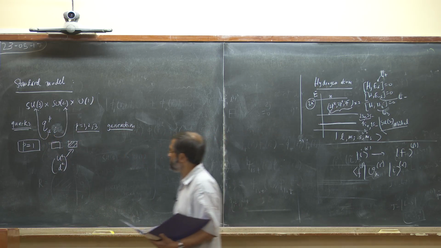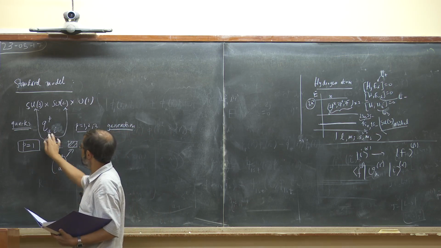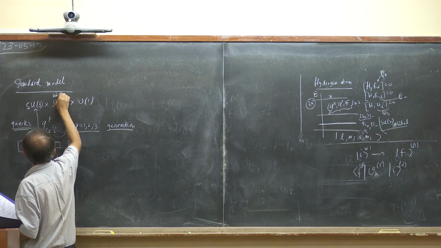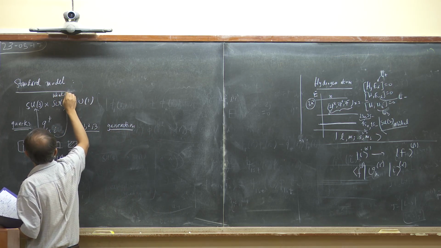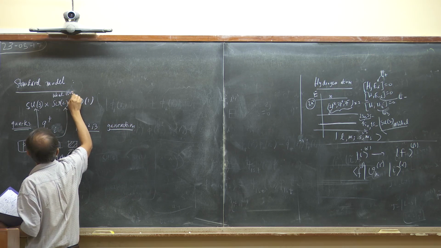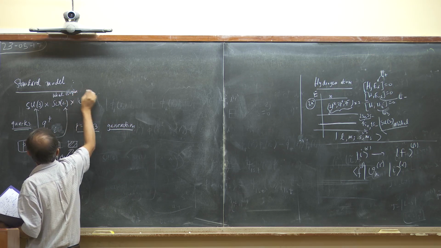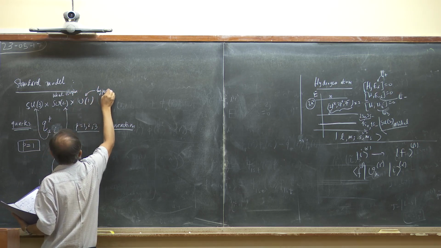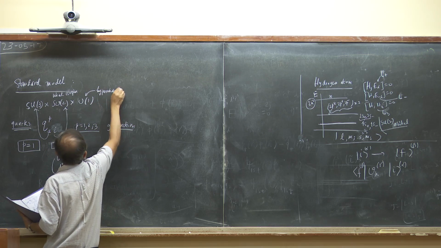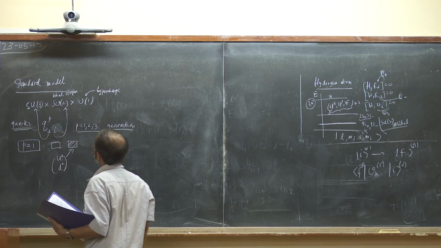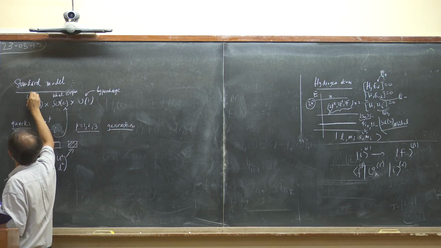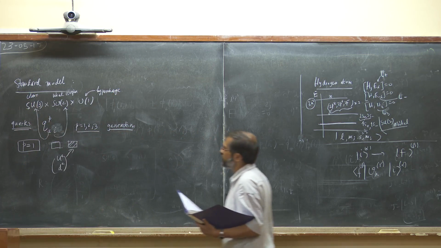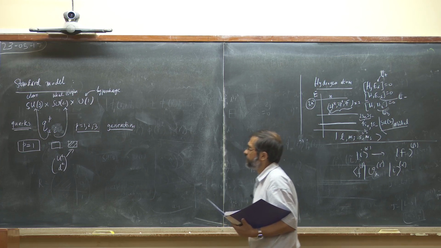A is the color index. This is called weak isospin. These are all historical names. And this is something which is called hypercharge, or sometimes weak hypercharge. And this is color. So SU(3) is color, SU(2) is weak isospin, and U(1) is hypercharge.